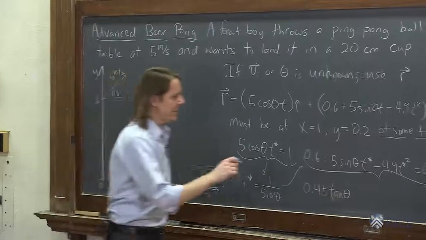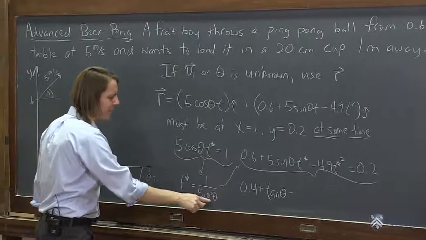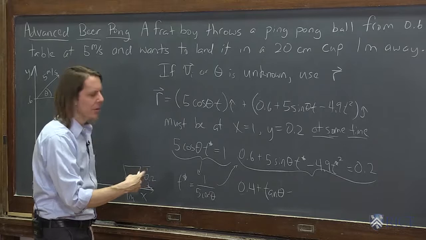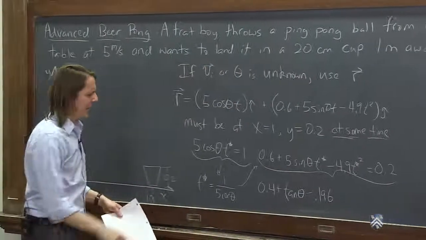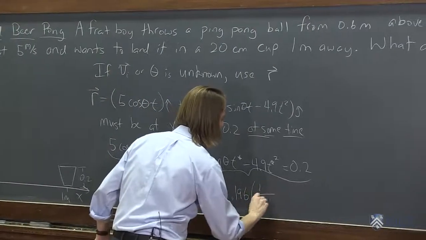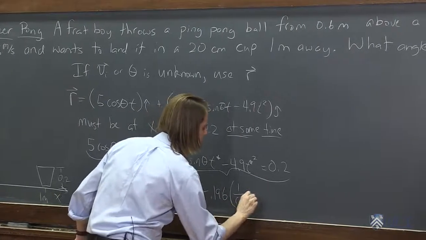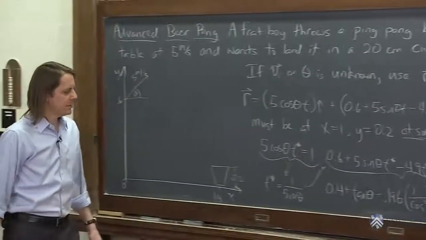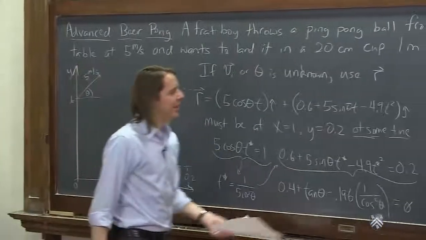Promising. And then you say minus, now we've got 4.9 over 25 cosine squared theta. 4.9 over 25, that's about 5 over 25, that's about 0.2. So this one is minus 0.196, close to 0.2. And then we just have this 1 over cosine squared theta. Sorry. Too much beer pong. There we go. Equals 0. All right. And that looks pretty hopeless. We got rid of the t star. Got to solve that for theta.